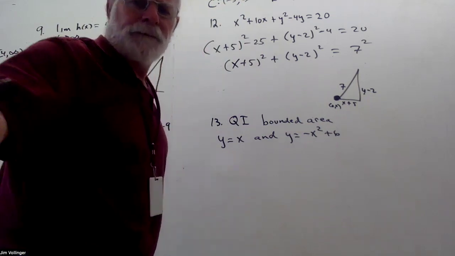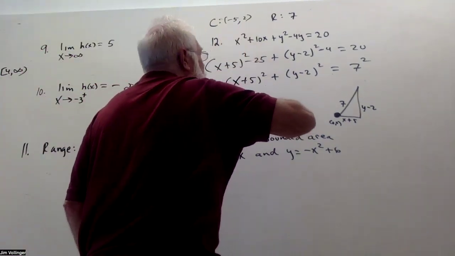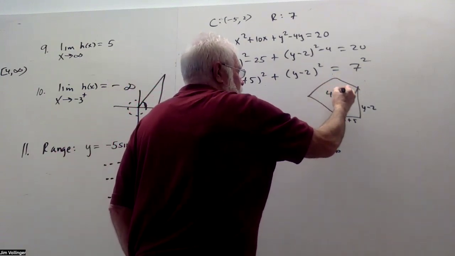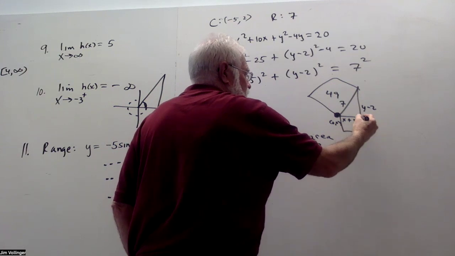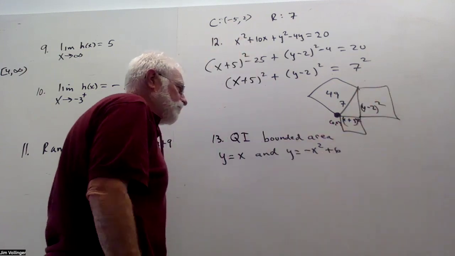Can you see that? Of course not. -5, comma 2. And the radius, 7, because you're looking at square areas. Right? X plus 5 squared, y minus 2 squared. You're looking at a Pythagorean relationship.